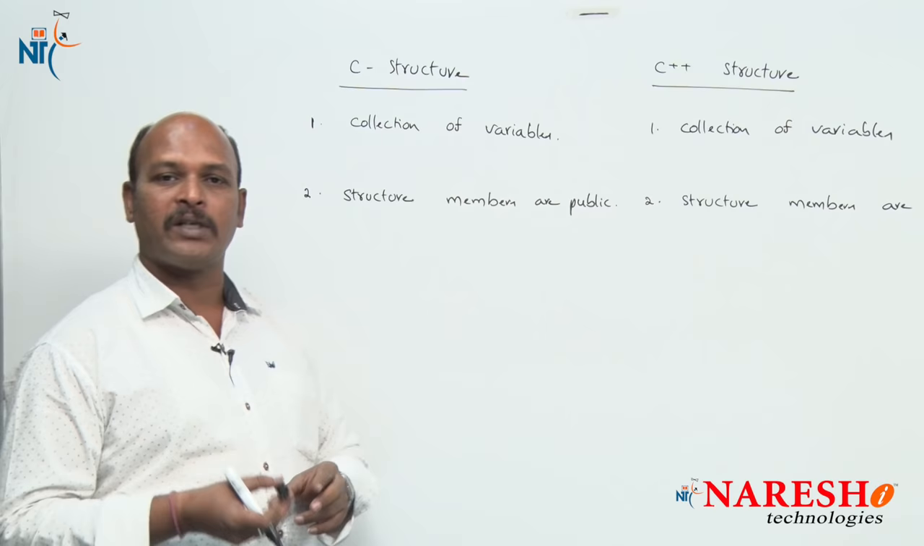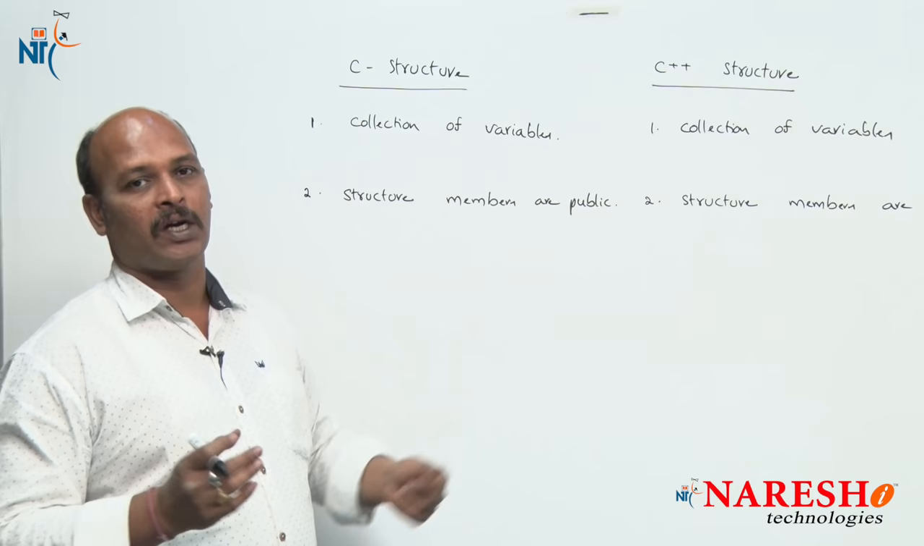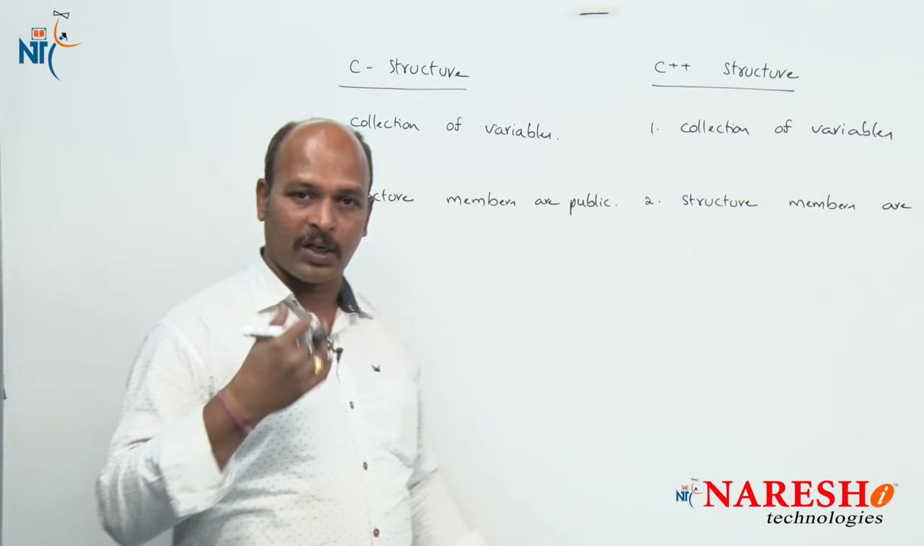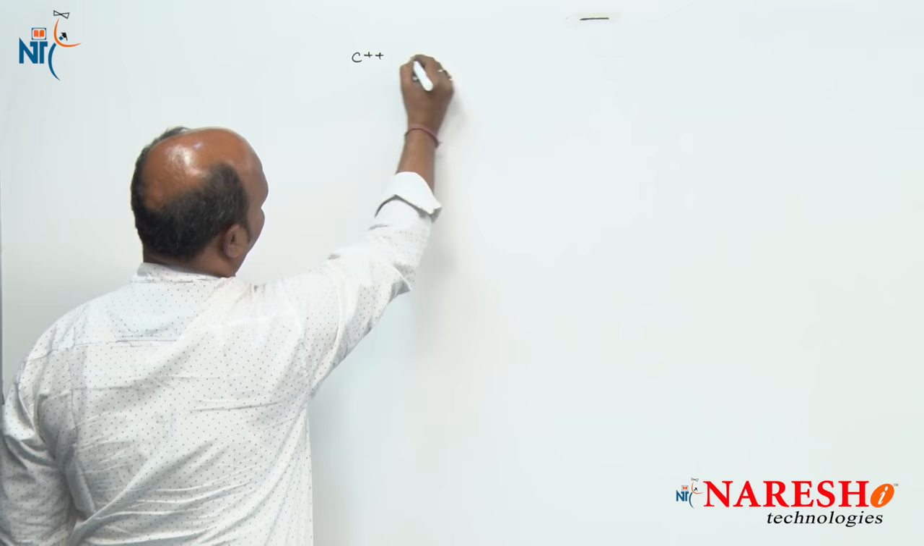Now, I said the C++ class is obtained from the C structure. That is why now I am giving the differences between structure and class. These were the differences between C structure and C++ structure. Now, I am going to give the differences between C++ structure and class.